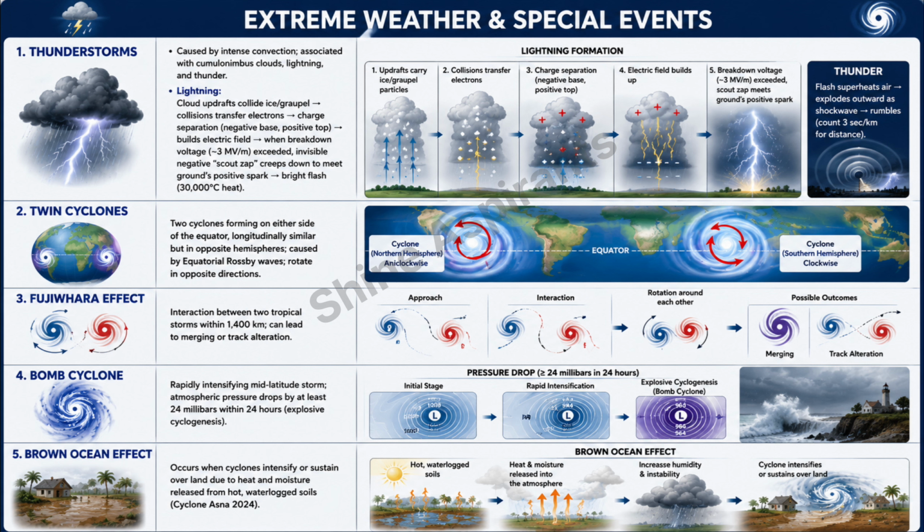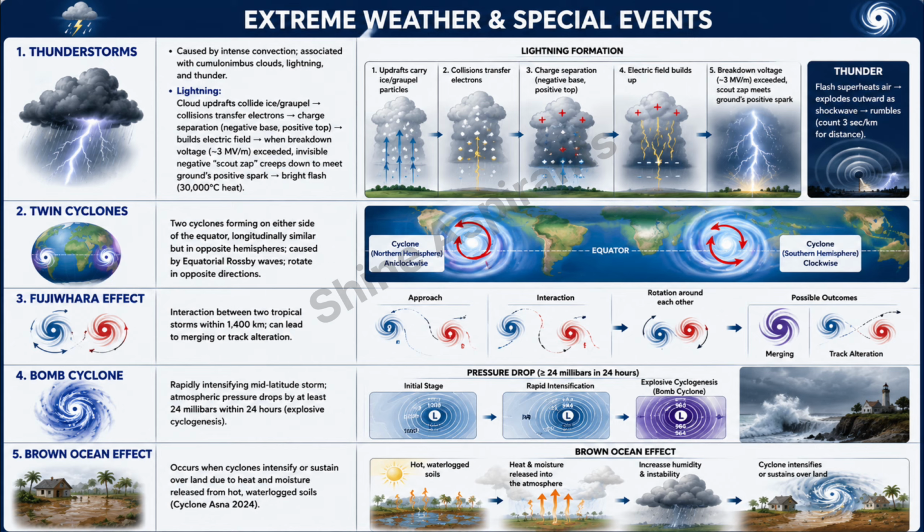Twin cyclones: two cyclones forming on either side of the equator, longitudinally similar but in opposite hemispheres. Caused by equatorial Rossby waves. They rotate in opposite directions. Fujiwara effect: interaction between two tropical storms within 1,400 kilometers, can lead to merging or track alteration.